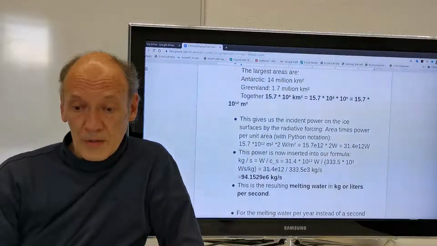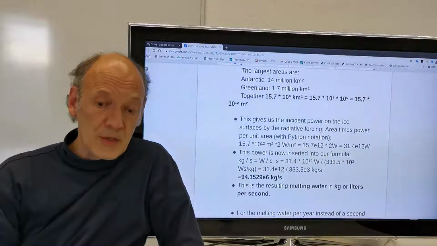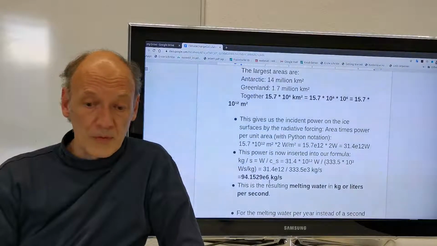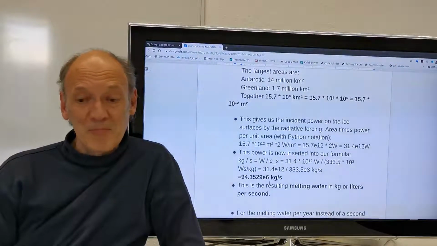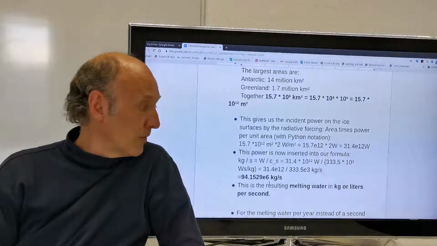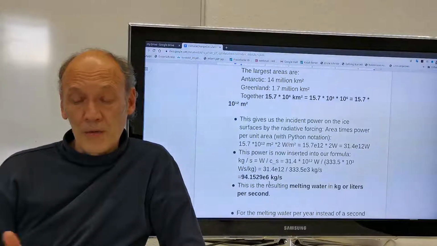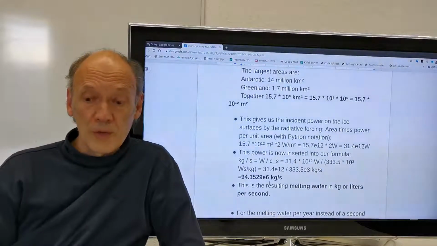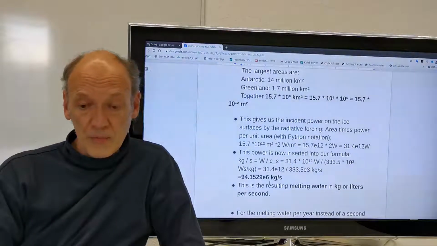And then we get this number, 94.15 kilograms per second times 10 to the 6th, right? So 94 million kilograms each second. That sounds like a lot already. 94 million kilograms is basically 94 million liters each second. But the oceans are large, so it's hard to guess how much they rise because of this meltwater. And also it's per second, so this is hard to imagine.